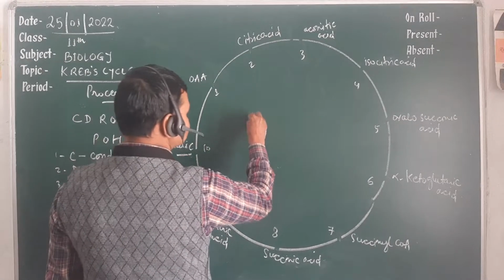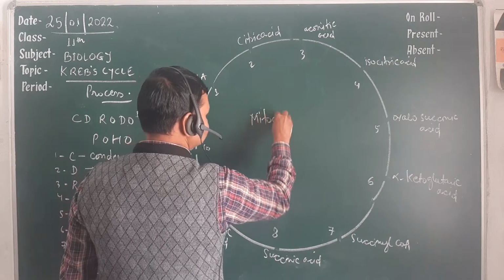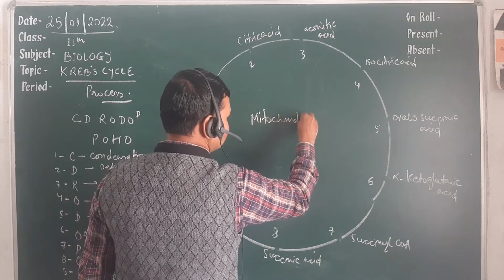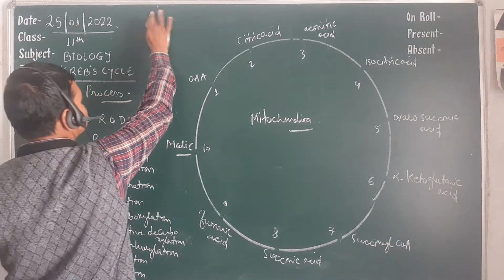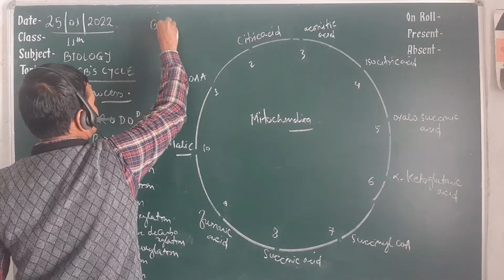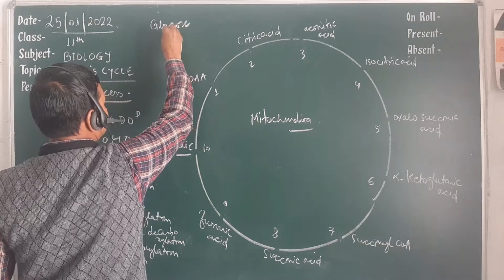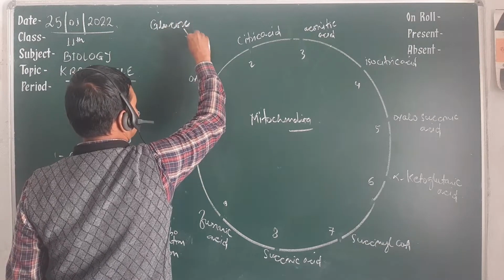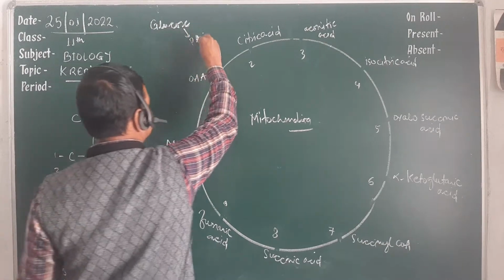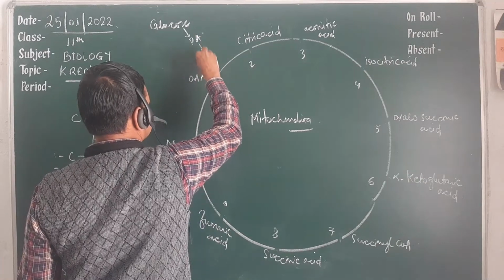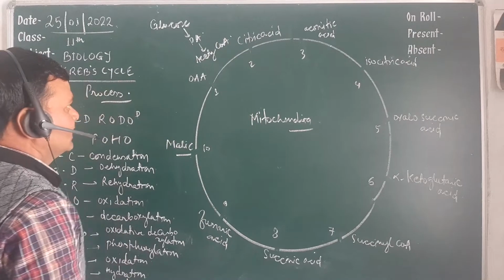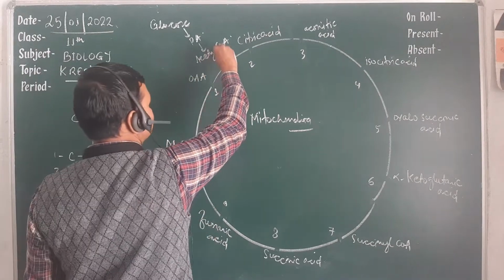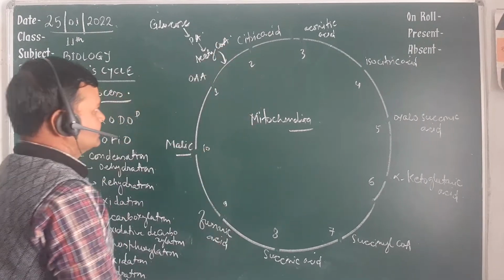This process is taking place in the mitochondrial matrix. So here's the mitochondrial matrix. What enters into the mitochondria? In the cytoplasm, glucose was there. This glucose breaks into pyruvic acid, and the pyruvic acid gets converted into acetyl coenzyme A. Then this acetyl CoA enters into the mitochondrial matrix.